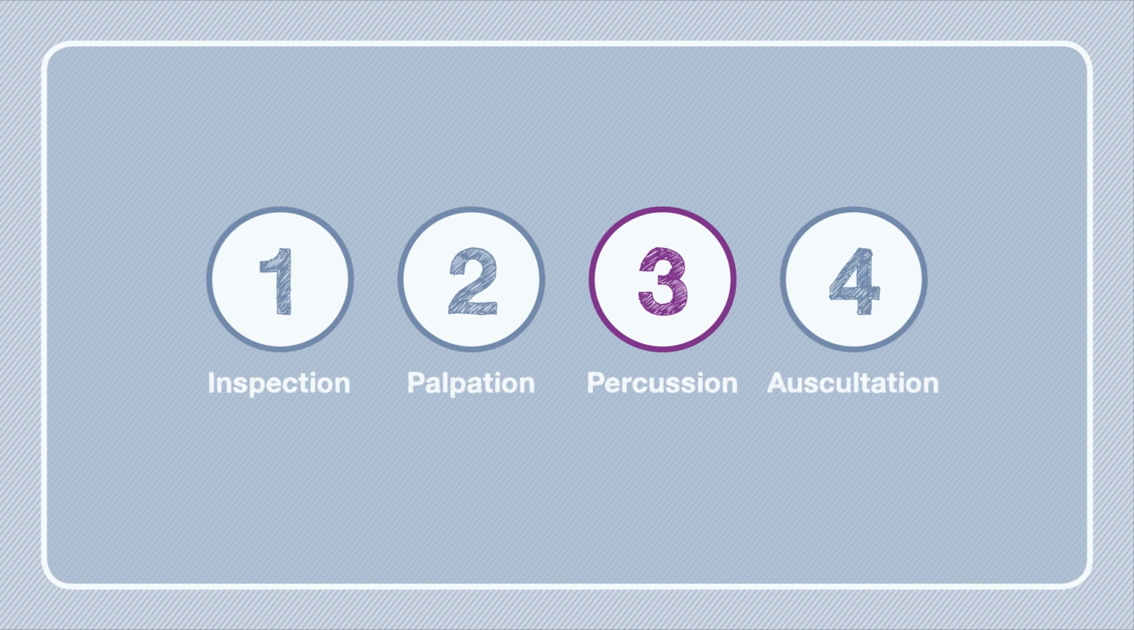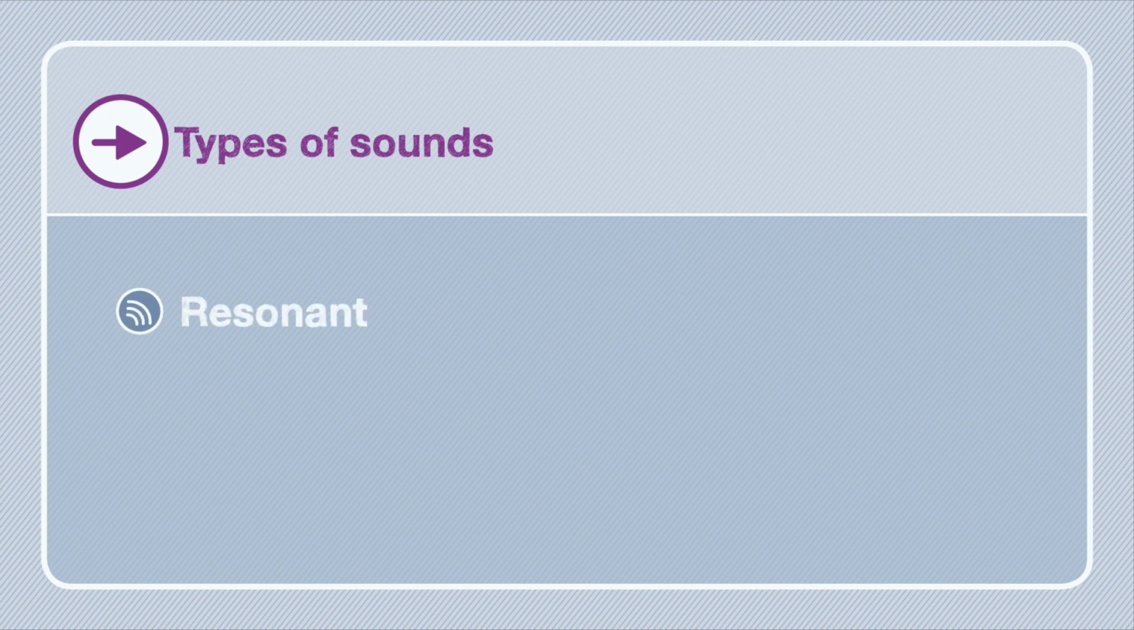Stage 3. Percussion. Percussion produces audible sounds and palpable vibrations, which can help determine if the underlying lung tissue is filled with fluid, air, or solid material. The types of sounds you can expect are resonant, in the case of healthy lung tissue, hyperresonant when too much air is present, as in emphysema or pneumothorax, and dull, when there is abnormal density in the lungs, as in pneumonia, pleural effusion, or tumour.